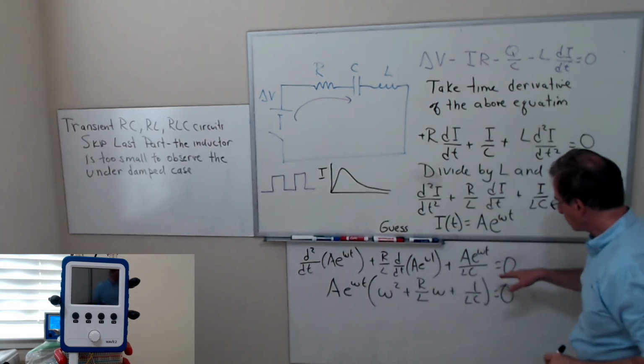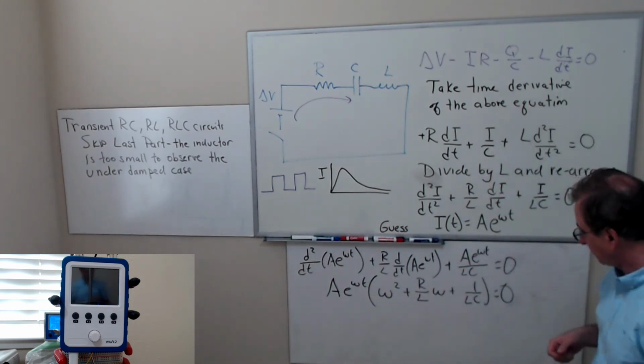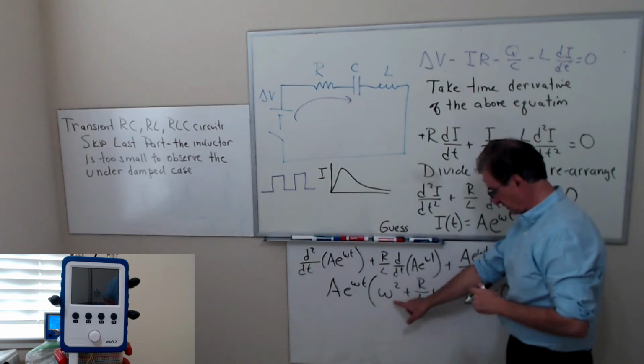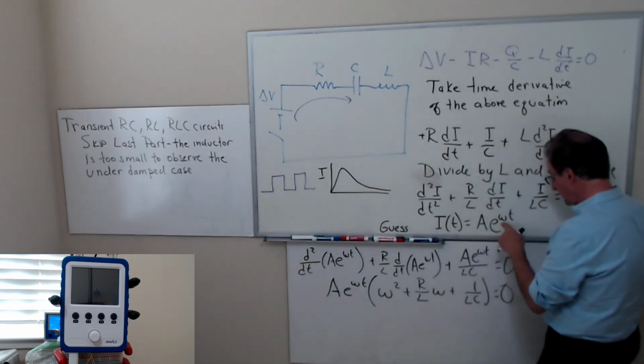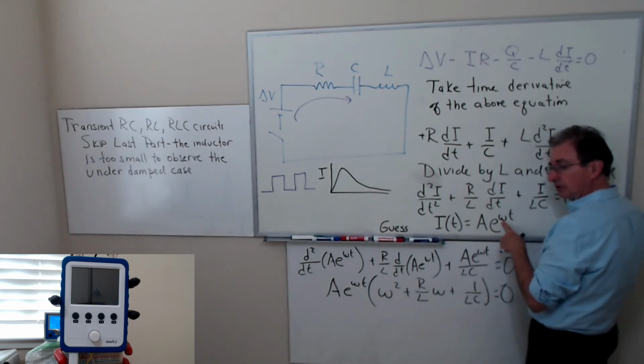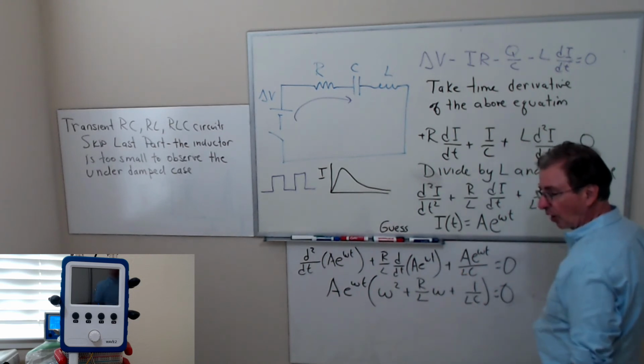So this equation will always be 0 as long as the thing in the bracket's always 0. So basically all I've got to do is find the conditions on this omega, find the conditions on this guy, so that I get 0. I just got to use the quadratic formula.